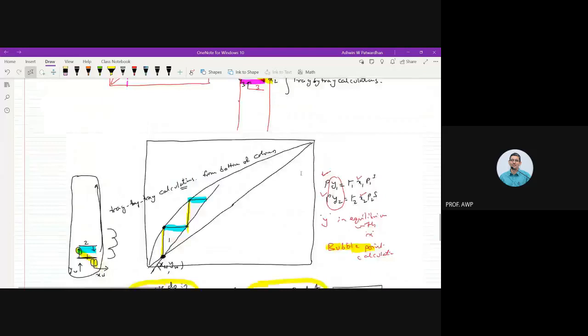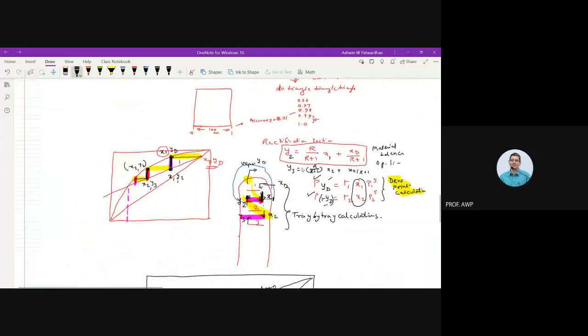This is what we had done in our undergraduate course, isn't it? We started from XD, YD, then we went up to the equilibrium line, then we went to the operating line, then to the equilibrium line, then to the operating line, and so on. This is how you did it in your third year. Yes, sir. Right? So what are we doing?